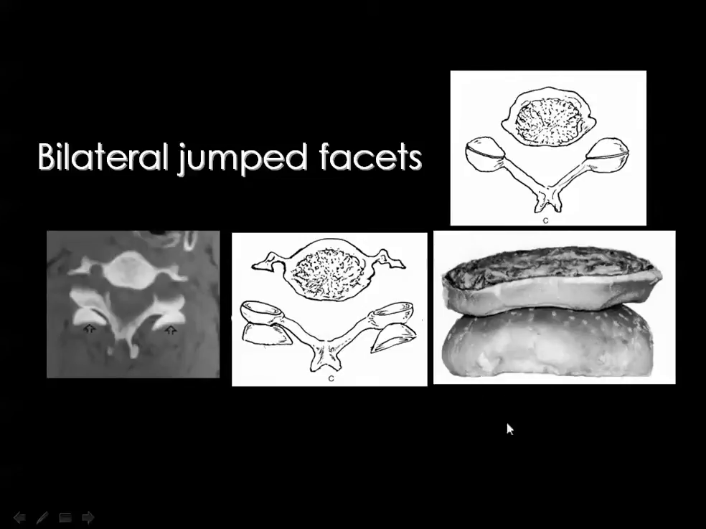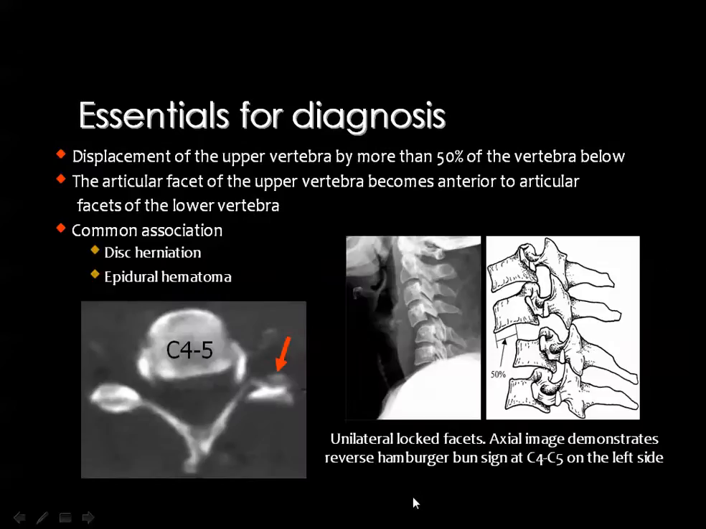But if there is facet locking, then you will see that the articular facet, which should be here, will become posterior to the articular facet of the upper vertebra. Then you get the reverse of the hamburger sandwich, like this one. Then you see, in the axial image, instead of being here, it is now there. Then you get bilateral facet locking. This facet locking can occur unilaterally or may occur bilaterally, as you can see here in this case.